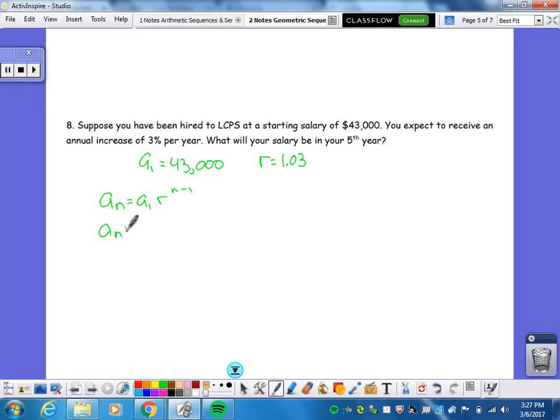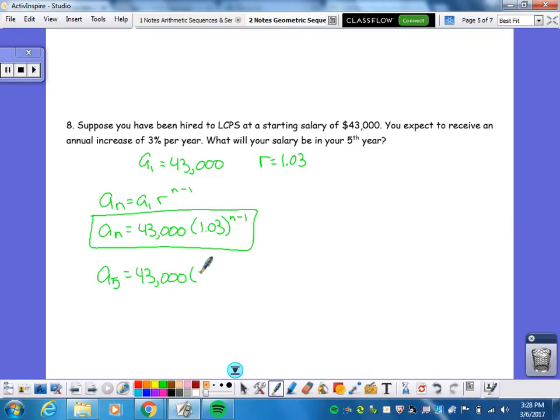A sub n is equal to $43,000 times 1.03 to the n minus 1. This is our equation right here. Now we're going to want to substitute 5 in for our n. So A sub 5 is equal to 43,000 times 1.035 to the 5 minus 1.